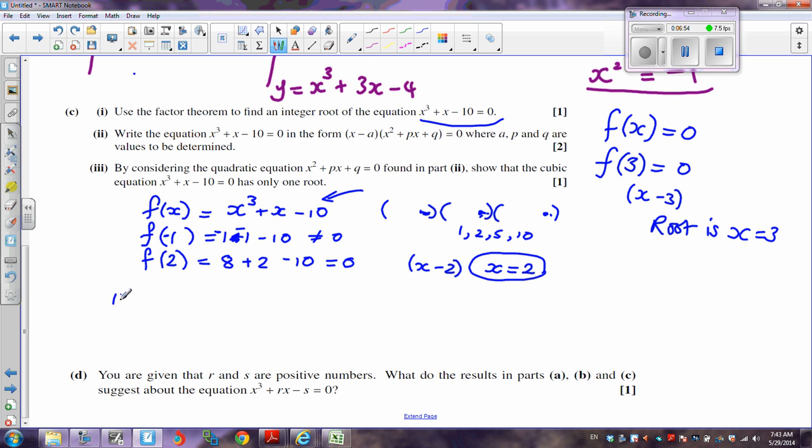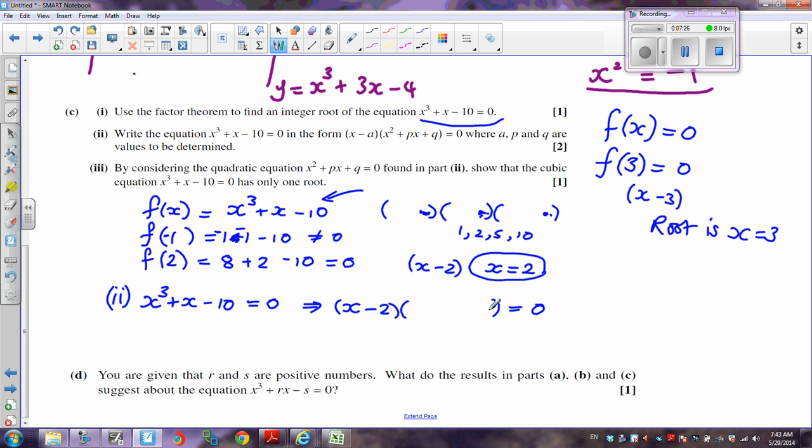Okay, let's have a go now at part 2. Now, I could use algebraic division here. I know that x cubed plus x minus 10 equals 0. I know so far that that can be written in this form, so that x minus 2 is this bracket here. And all I've now got to do is find the quadratic that goes here, so that this equation here is the same as this equation here.